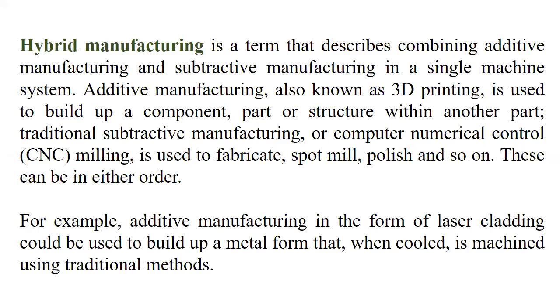These can be in either order. For example, additive manufacturing in the form of laser cladding could be used to build up a metal part, which, when cooled, is machined using traditional methods. So in this hybrid manufacturing, we have two things, additive manufacturing and subtractive manufacturing. Activities like milling, polishing and fabricating will be going on in that.